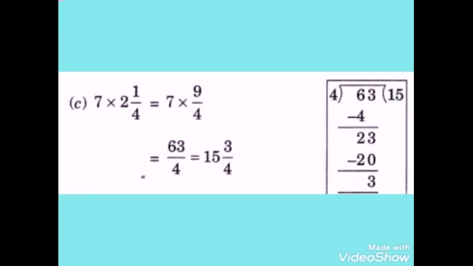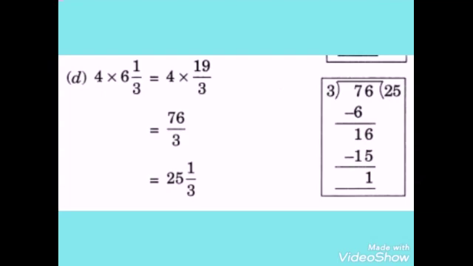C subdivision: 7 into 2 1 by 4. The mixed fraction 2 1 by 4 is equal to 4 into 2 plus 1, whole divided by 4. That is 8 plus 1 by 4, which is equal to 9 by 4. So it will become 7 into 9 by 4. So 7 into 9 is 63 divided by 4. On dividing 63 by 4 we will get quotient as 15 and remainder as 3. So therefore 63 by 4 is equal to 15 3 by 4.